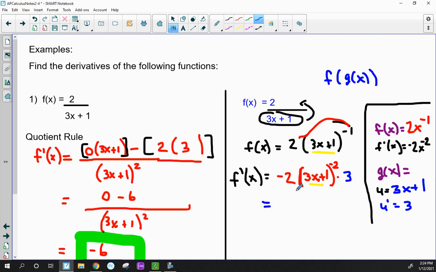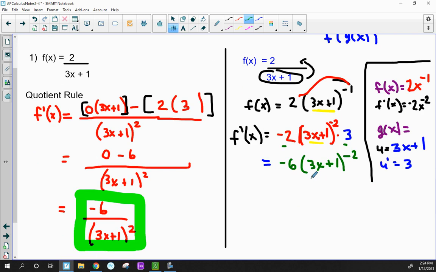And then next, what you always want to do when you're trying to use the chain rule is simplify as much as you can, as always. So we have a negative 2 and a 3 here that need to be multiplied together. And then you also could take that negative power and relocate it. So negative 6 would stay on top because it's raised to the first power, and the binomial would go to the bottom as a positive 2 power.